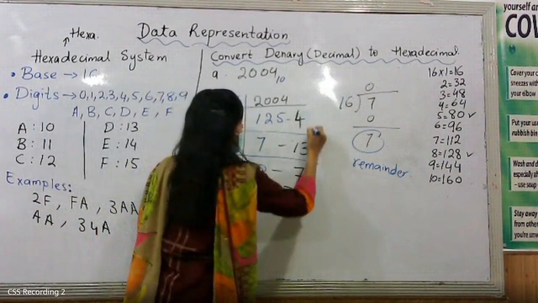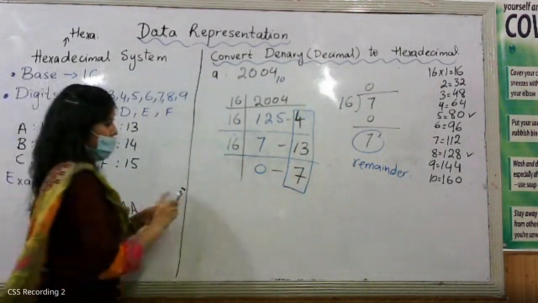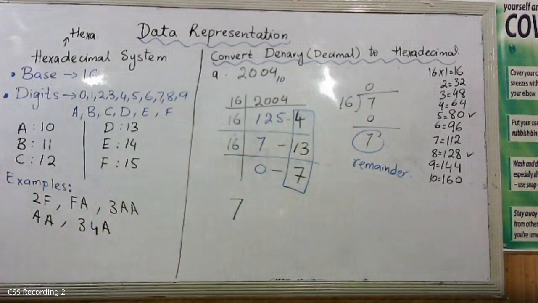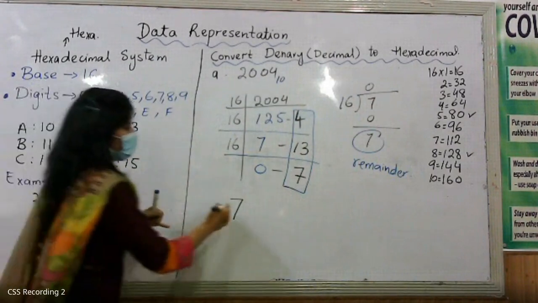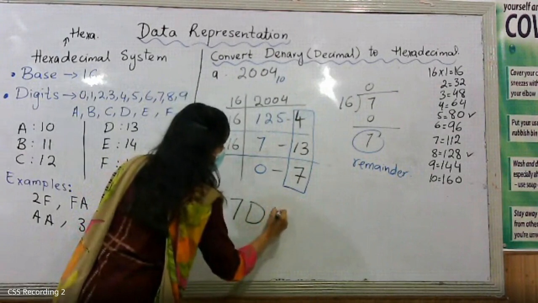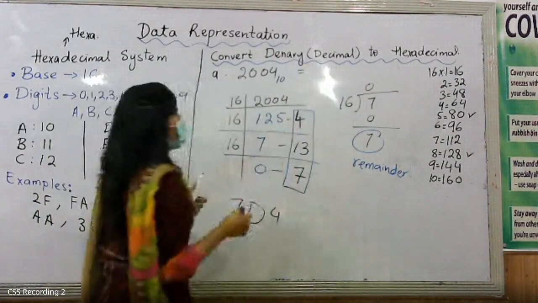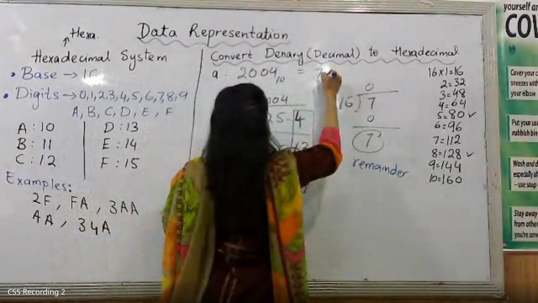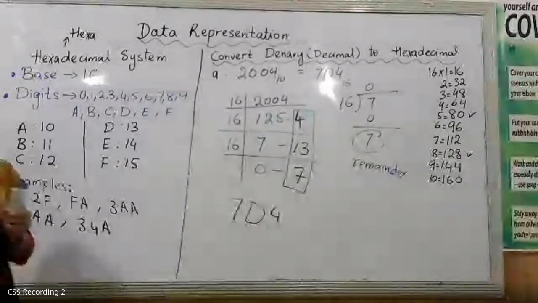Same as in this case, we'll start writing the answer from bottom to top. Like 7, 13. 13 can be replaced with a letter. 13 is for D, D is for 13. So 7, D, and 4. We can say that the 2004 decimal value is equal to 7D4. It's a hexadecimal value.